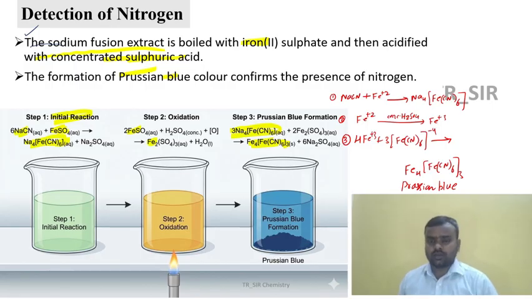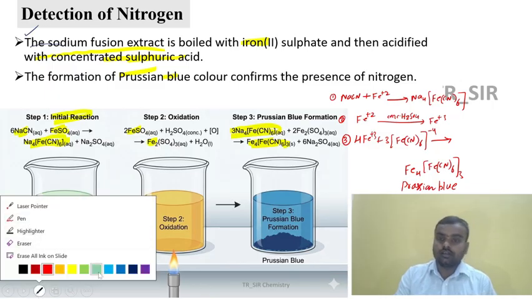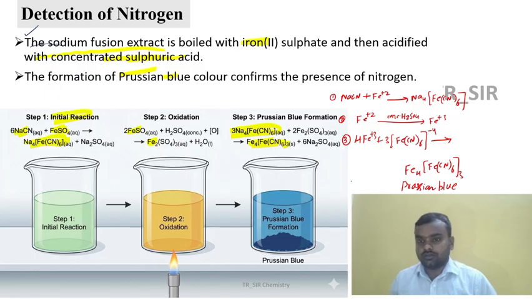What is the name of this complex? Ferric ferrocyanide, ferric 3 hexacyanoferrate 2. Guys, this is very important. This question will also be framed in the coordination complexes chapter, so they'll ask the IUPAC name of this one: ferric 3 hexacyanoferrate. Here this ferric is in the plus 3 state, and this is in the plus 2 state.